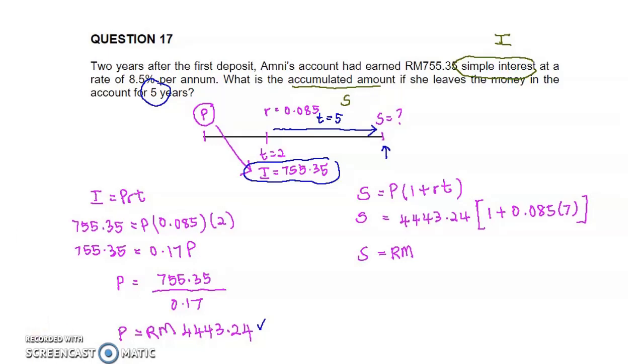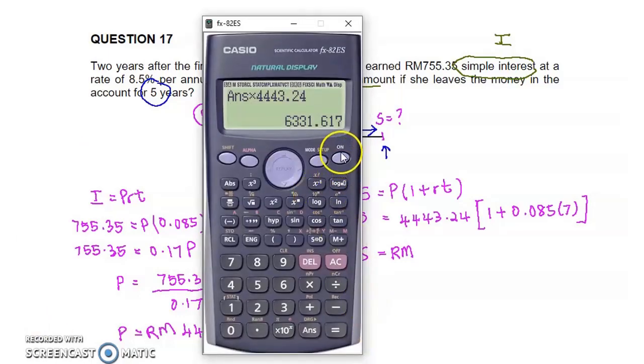So if we calculate this one, 0.085 multiplied by 7 plus 1, multiplied by 4443.24. So the answer is 7086.97.